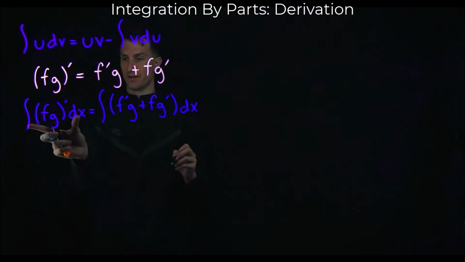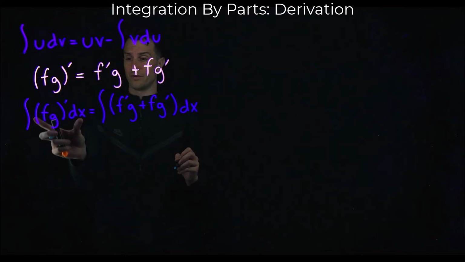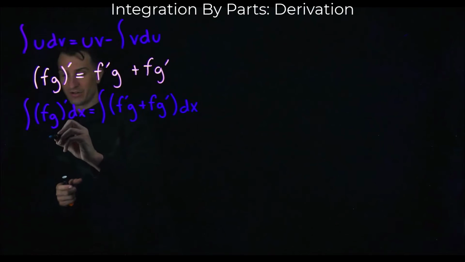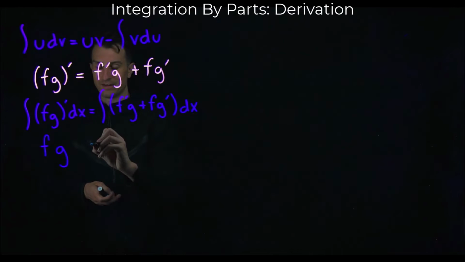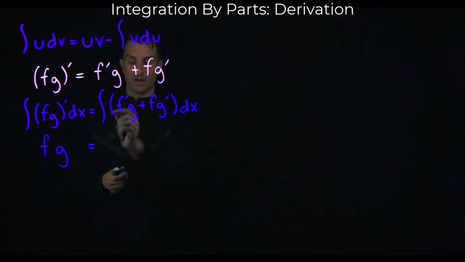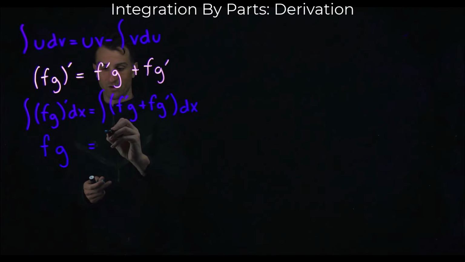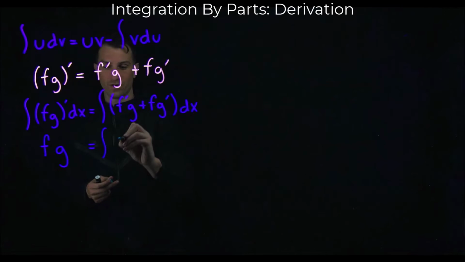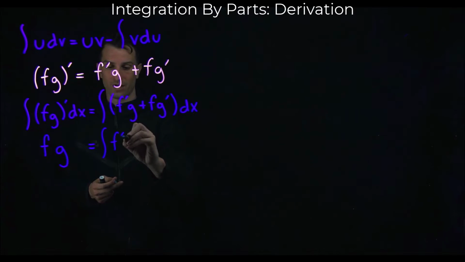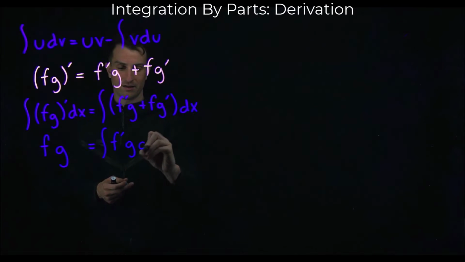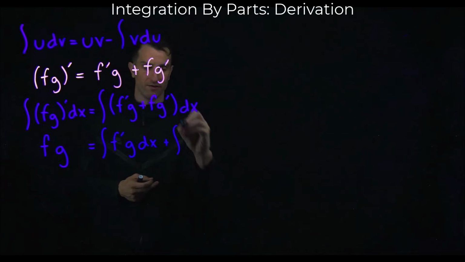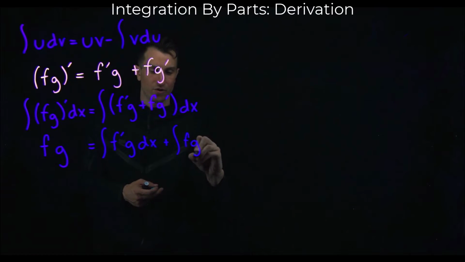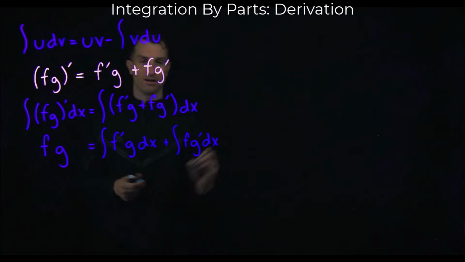A little bit of the fundamental theorem of calculus here. If we take the integral of the derivative, it all goes away. So we just end up with f and g over here. This is equal to, well, we're going to distribute this integral sign, which we're allowed to do. So we'll distribute: the integral of f prime g dx plus the integral of f g prime dx. Awesome.